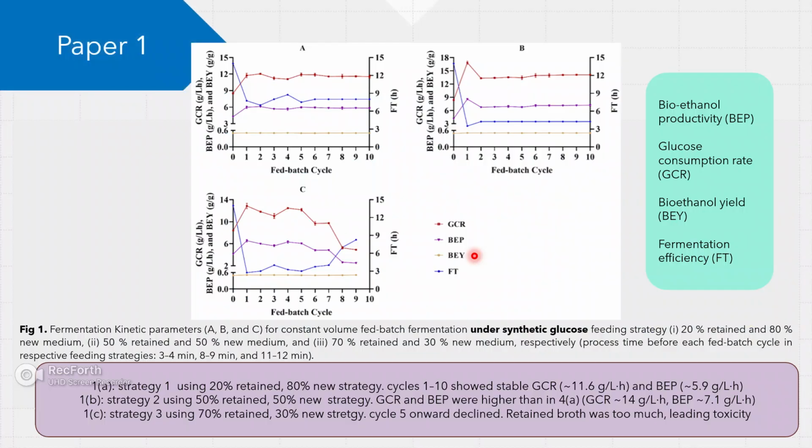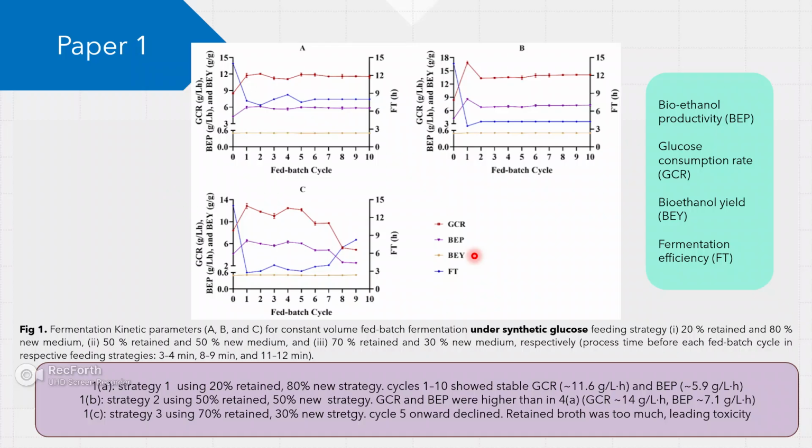In this figure, there are three strategies that they used. The first one uses 20% retained medium and 80% new medium, which shows that cycles 1 to 10 had a stable glucose consumption rate, or GCR, and bioethanol yield.